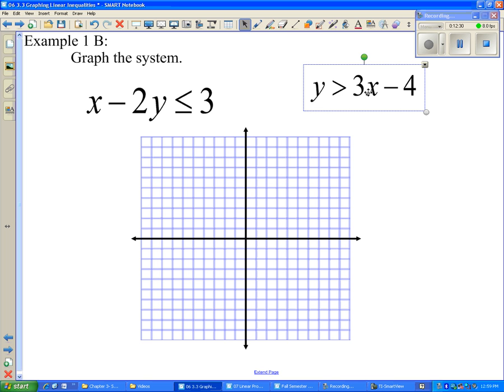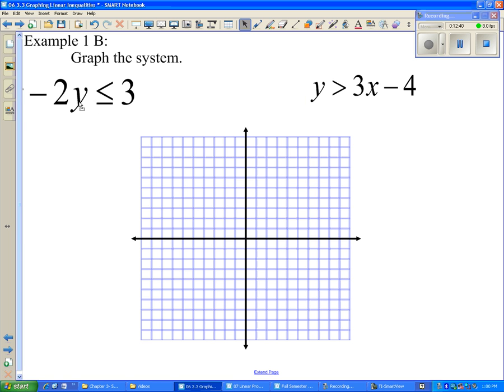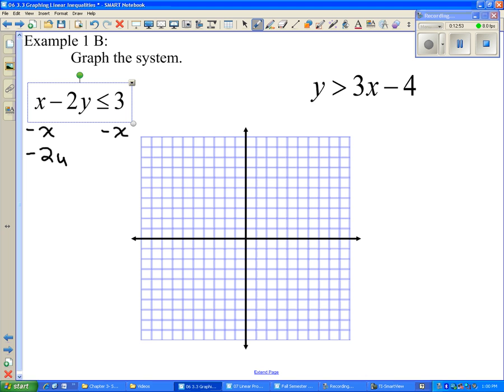Or you can go ahead and use the intercept form to graph these. It's your choice. So I'm going to go ahead and put these in slope-intercept form and graph them. My first equation, to put it in slope-intercept form, I'm going to subtract x from both sides. So I get negative 2y is less than or equal to negative x plus 3. I'm then going to divide by a negative 2.